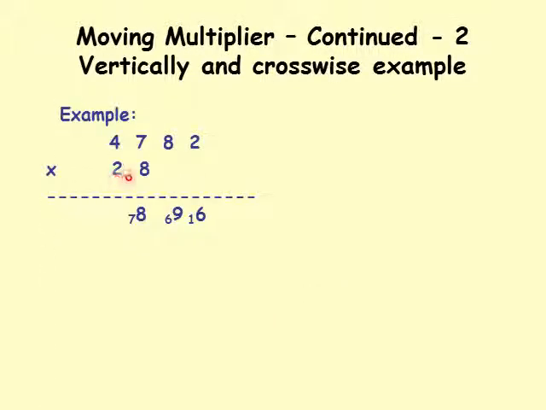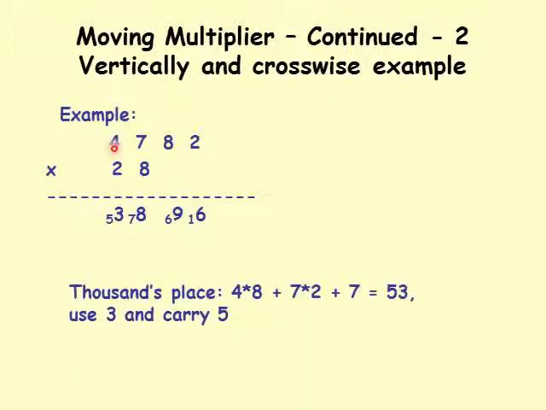Move the multiplier again. So in thousandth place, we have crosswise 4 times 8 plus 7 times 2 plus 7. 4 times 8 is 32 plus 7 times 2 is 14. 32 plus 14 is 46. Plus 7 is 53. We'll use 3 and carry 5. Now we are at the end. We can't move it anymore to the left. We are not going to move it anymore, but we have done the column multiply at the extreme position.